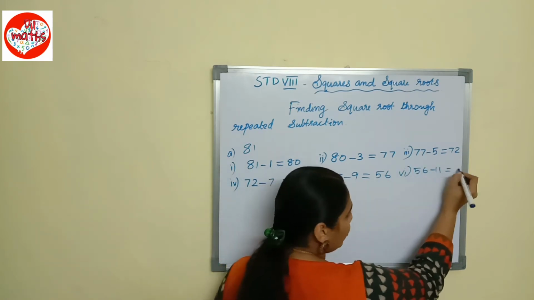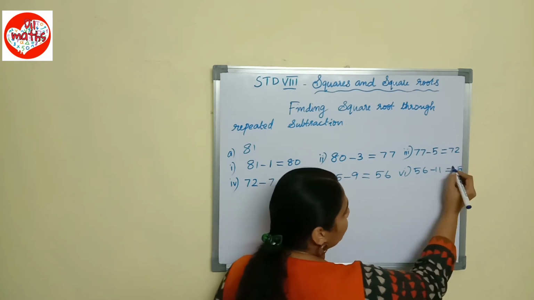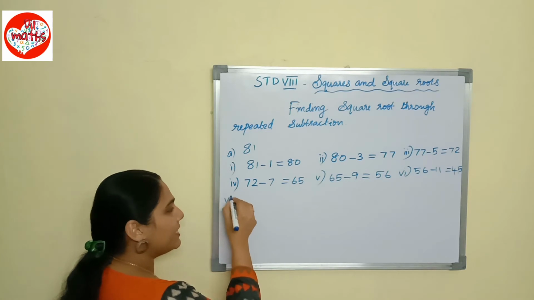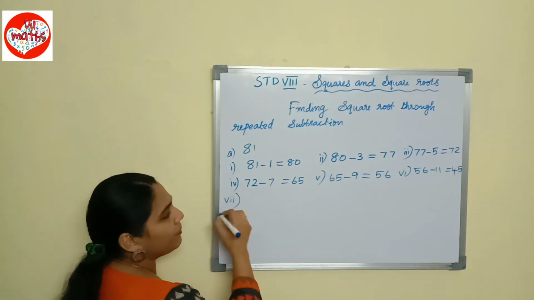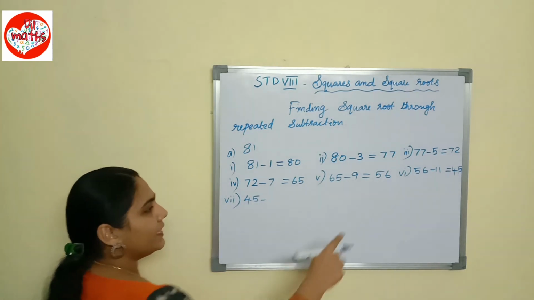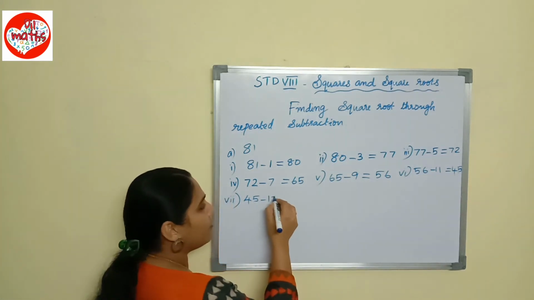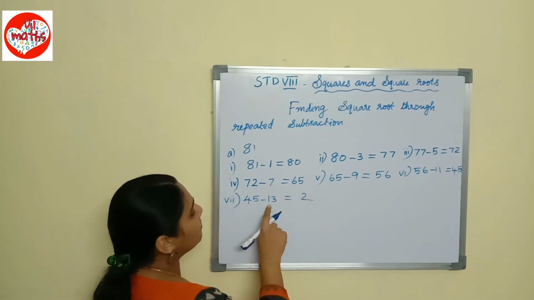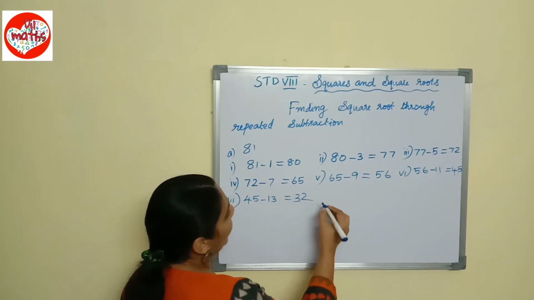6 minus 1 is equal to 5. 5 minus 1 is equal to 4. 45 you will get. And the next odd number, that means the next step, 7th step. And that 45 minus, what is the next odd number? Next of 11, 13 is the next odd number. 45 minus 13. 5 minus 3 is equal to 2. 4 minus 1 is equal to 3. 32 you will get.